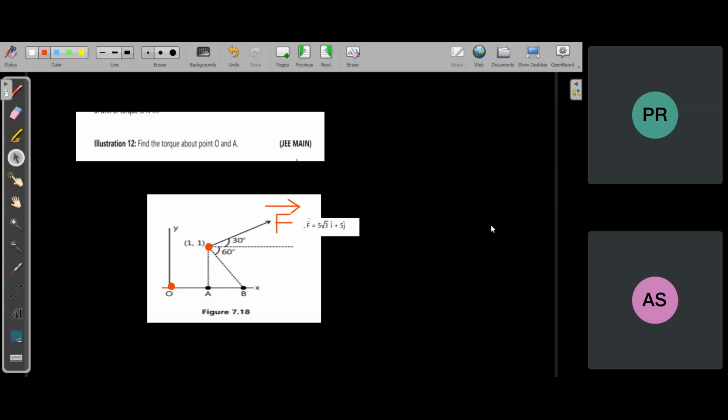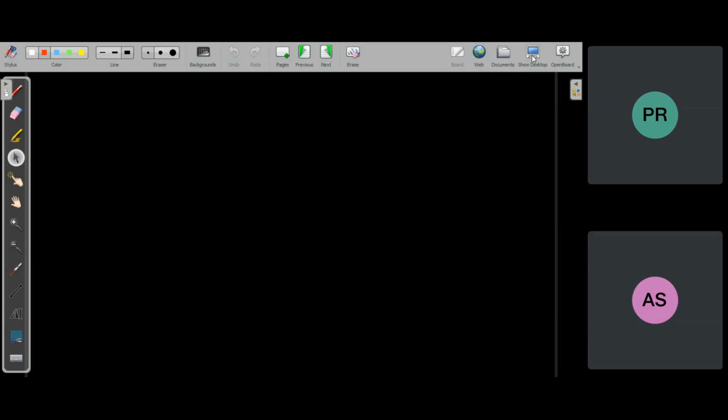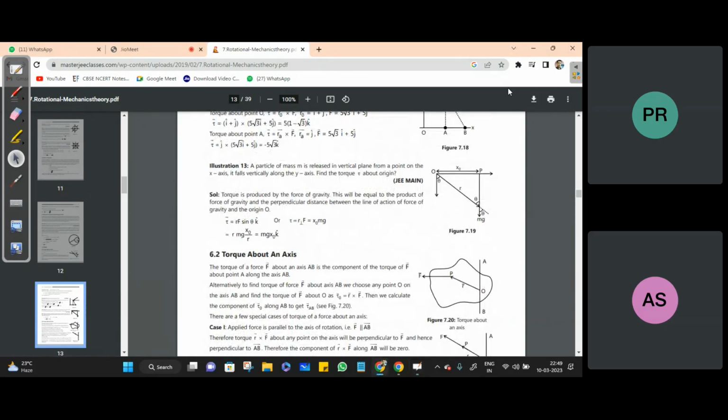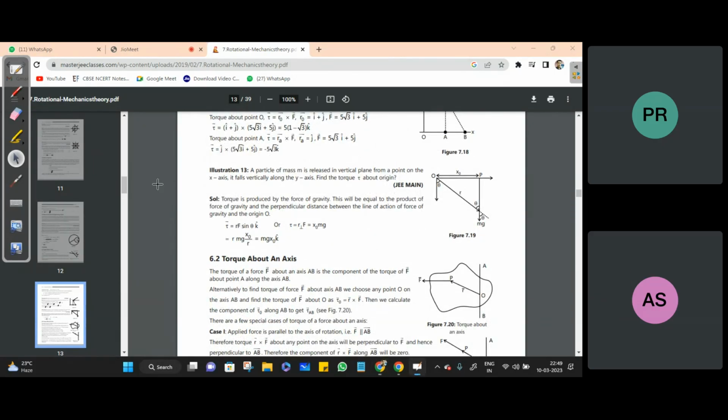Sir, about point A, we get minus 5 root 3 k cap. Minus 5 root 3 k cap is the correct answer. Okay. So again, you can try this one.